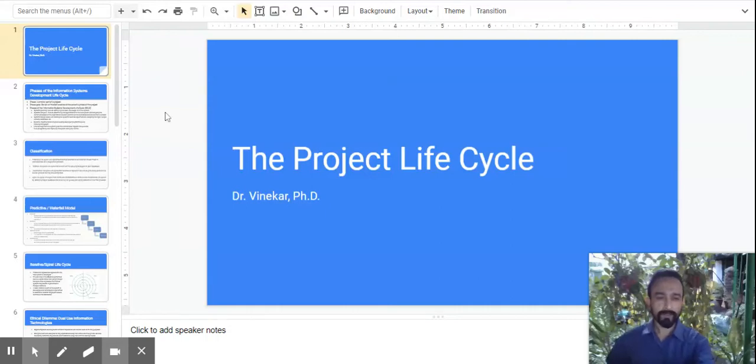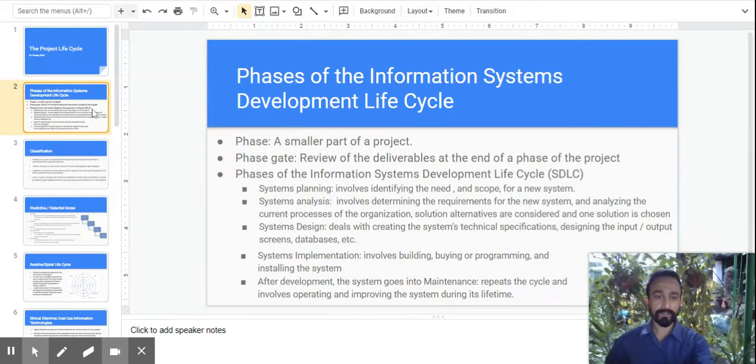All right, so chapter 2 is on the project lifecycle. For this, what you need to know is mainly the terms SDLC and the 5 phases of the SDLC. So what exactly is a phase?